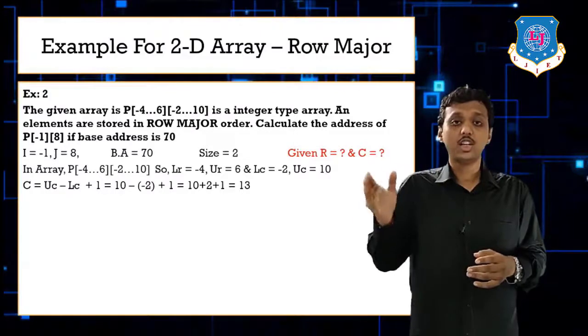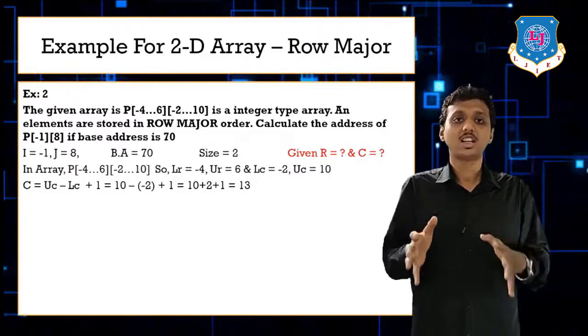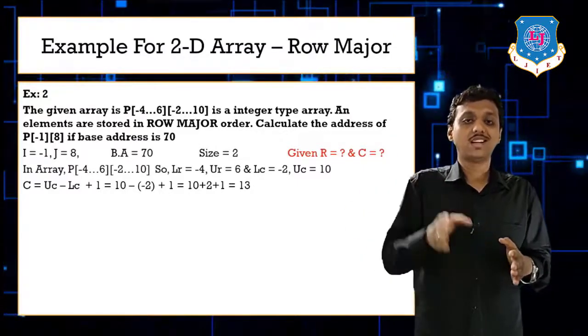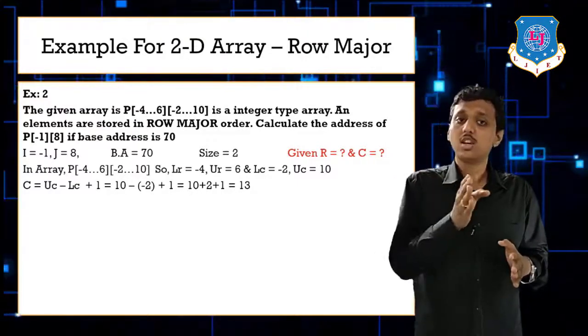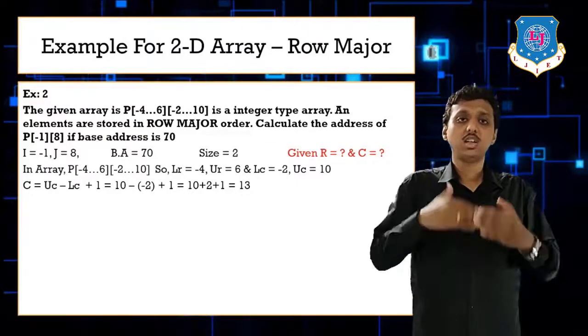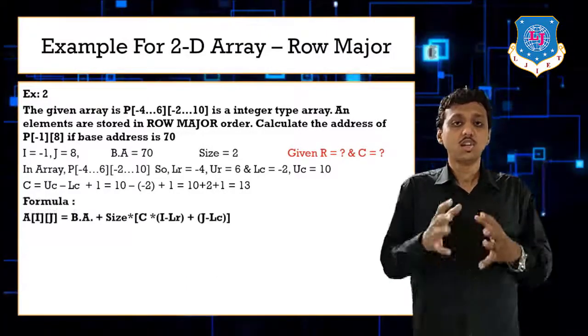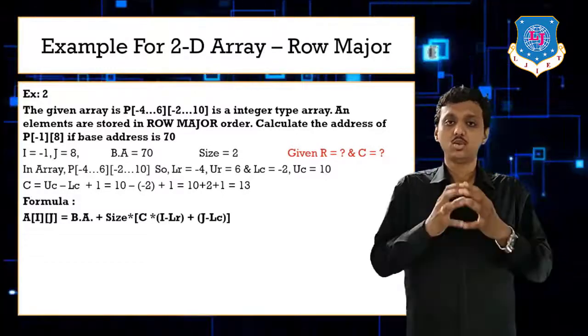Students, make sure the column range is already given. So what exactly is the column range? Minus 2 to 10. 10 becomes your UC. Then minus 2 becomes your LC. So just put it into the formula and get the answer. The answer is 13. So here we have the total number of columns, 13. Now write down the formula again to calculate the address.